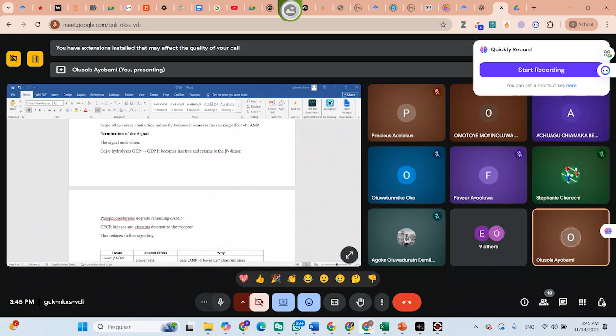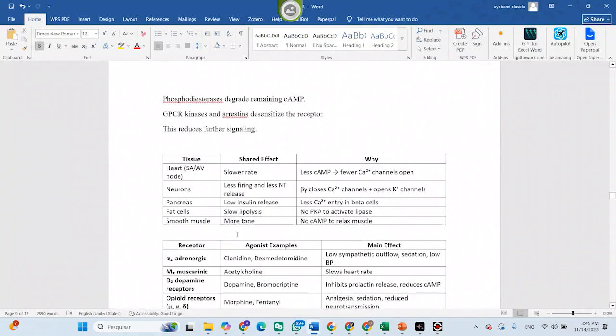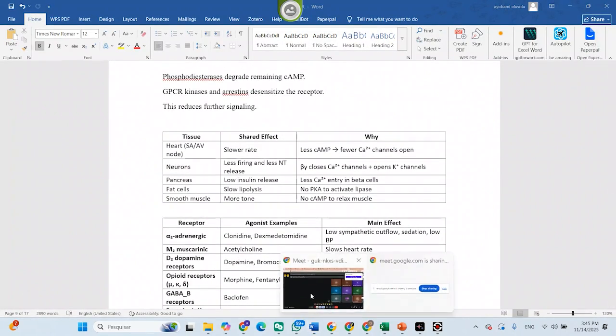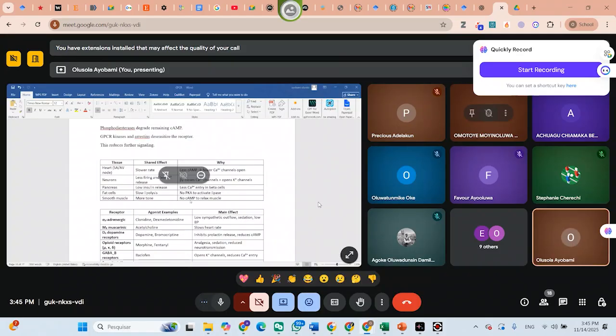So let's see some of the organ effects. Like I said, we are going to finish the G protein coupled receptor, then move into ion channel. Now there's still a categorization I'm going to give you, but I want us to discuss all the molecular mechanisms before I now tell you the classical receptors, the ones that are non-receptors, and all of that.